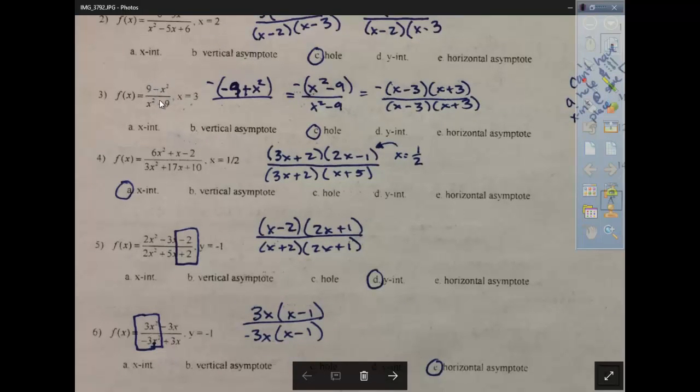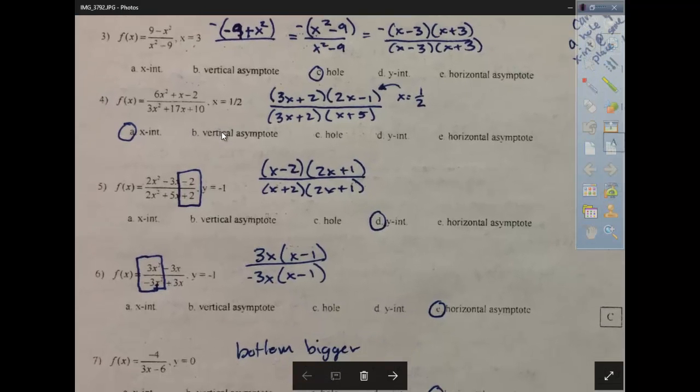Question number 3. We have the difference of two squares pattern on the top and the bottom, but I did the same trick where I pulled out a negative, and that would change that to be a -9, and then that would change that to be a positive x squared, which then I could just rearrange so that it looks exactly the same. So when we factor the difference of two squares pattern, we have x minus 3 and x plus 3. Same thing on the top and the bottom, it's just that we have a negative on top. Okay, so what's happening at x equals 3? x equals 3 is this factor here, and that cancels out, so that's going to be a hole.